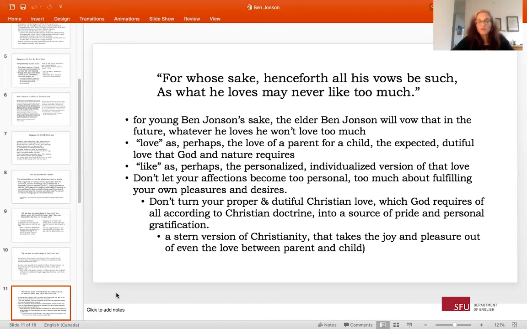So don't let your affections become too personal, too much about fulfilling your own pleasures and desires. Don't turn your proper and dutiful Christian love, which God requires according to Christian doctrine, don't turn that into a source of personal gratification. So this is a very stern version of Christianity that takes the joy and pleasure out of even love between parent and child.